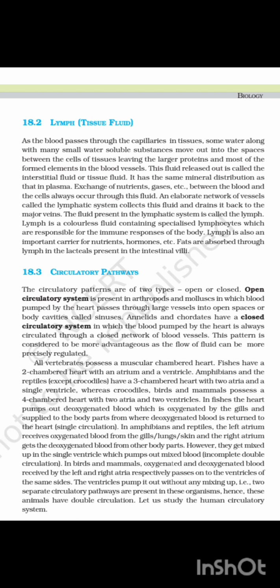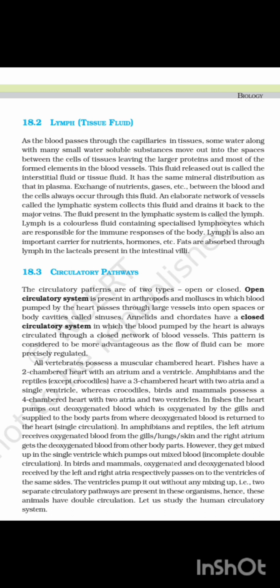In fishes, the heart pumps out deoxygenated blood, which is oxygenated by the gills and supplied to the body parts, from where deoxygenated blood is returned to the heart. Single circulation. In amphibians and reptiles, the left atrium receives oxygenated blood from the gills, lungs, and skin, and the right atrium gets the deoxygenated blood from other body parts. However, they get mixed up in a single ventricle, which pumps out mixed blood in incomplete double circulation.